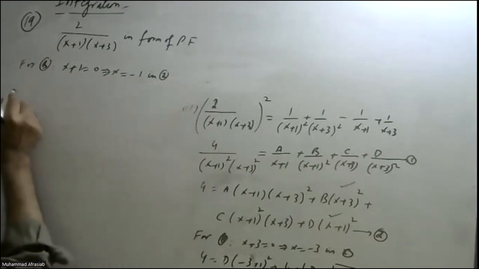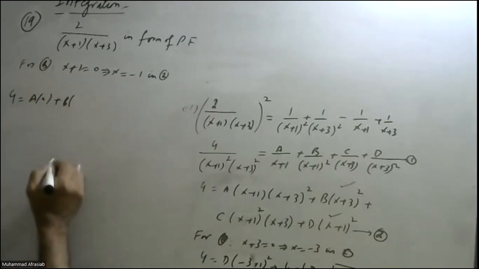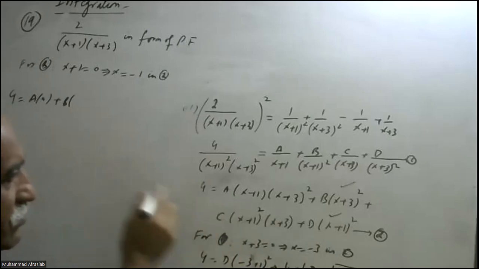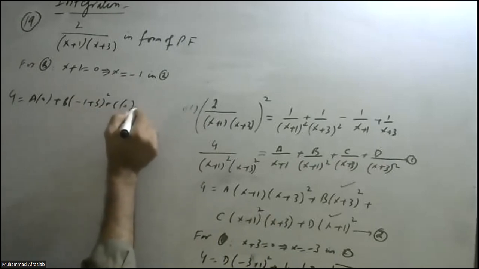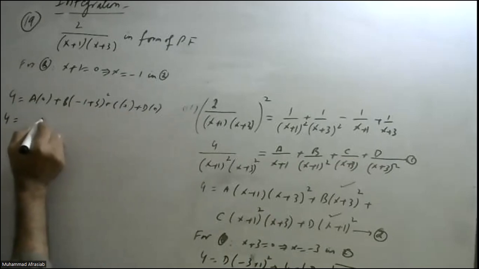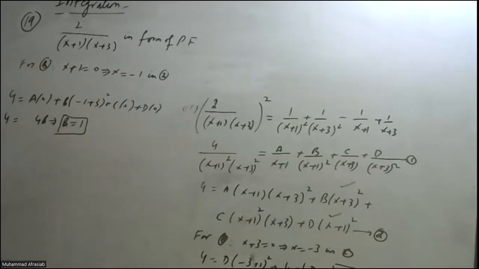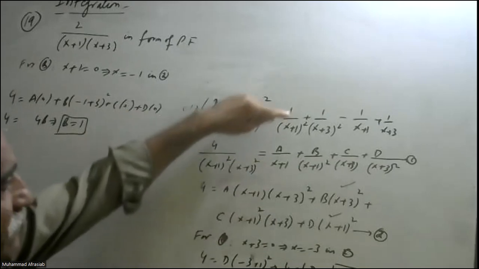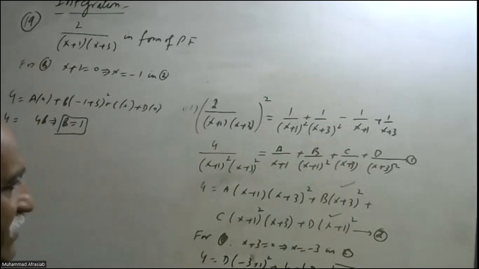So 4 is equal to a with 0, b equal to minus 1 plus 3 whole square, c with 0 and d with 0. So 4 is equal to minus 2 square is 4, b is equal to 1. So you have calculated the values of b and d there. Now we are going to calculate the value of a and c.